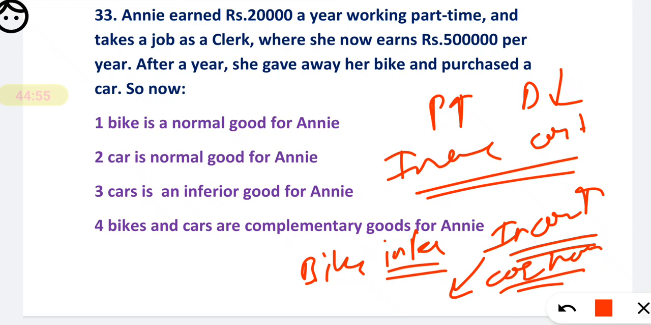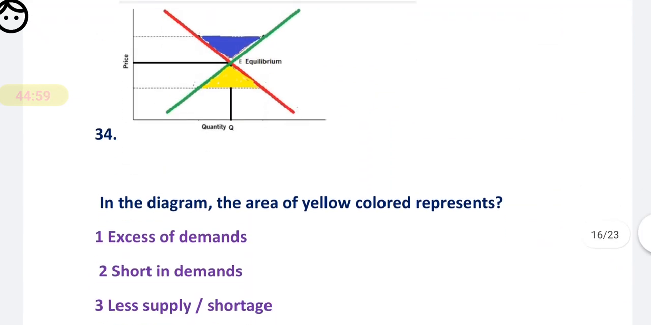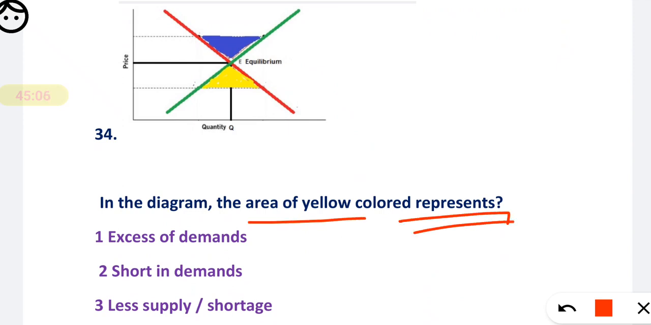Okay. Now question number 34 we are going to discuss, a very interesting graphical representation. In the diagram, what does the yellow colored area represent? See friends, I have told you this is price versus quantity, and this green line is upward sloping, that's why it is called the supply curve, and the downward sloping one is called the demand curve. Okay, supply curve and demand curve.